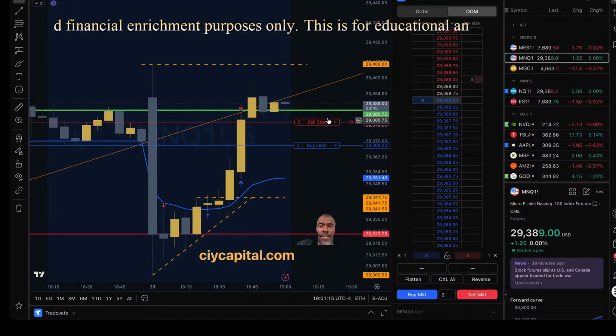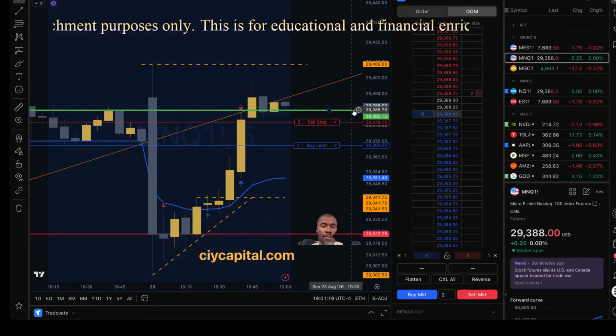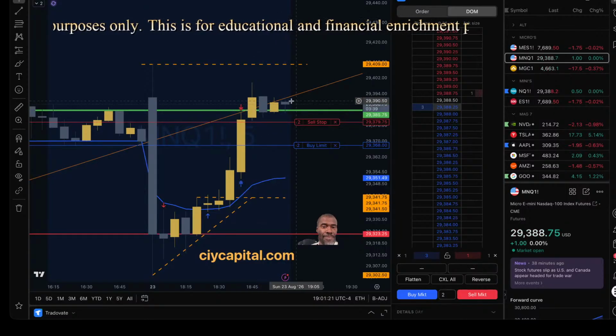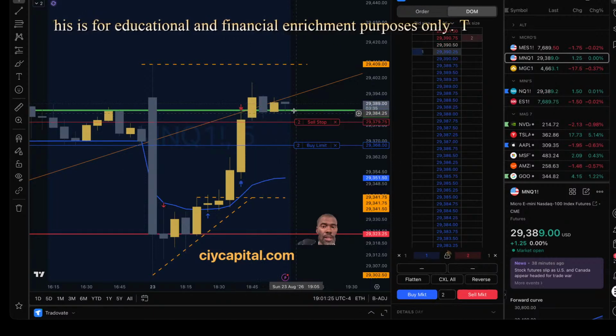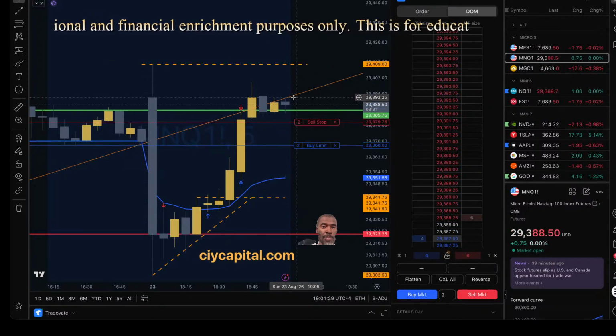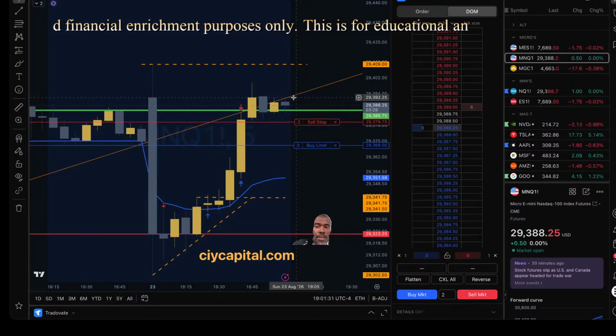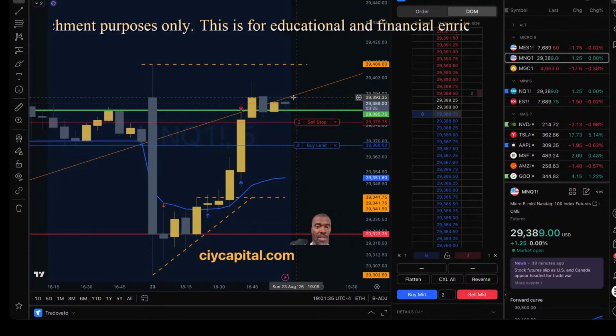Yeah, the fact that it's holding support right now at 38.5. We're in a tight squeeze, and we've been consolidating for the past 20 minutes. Having a hard time breaking 29,392. Let's see. That's 4 times it rejects.